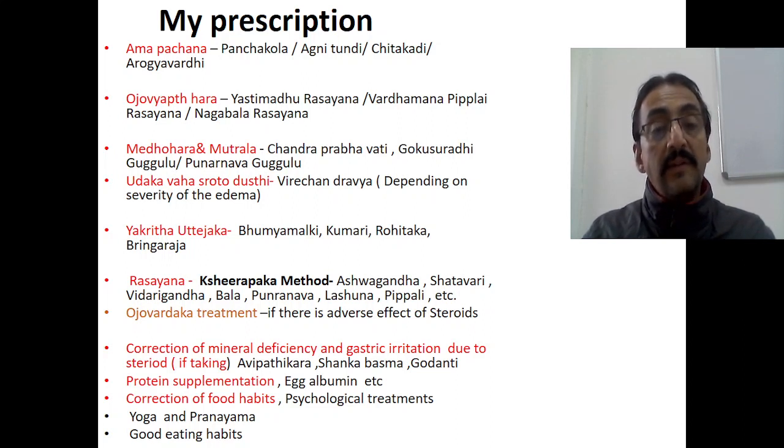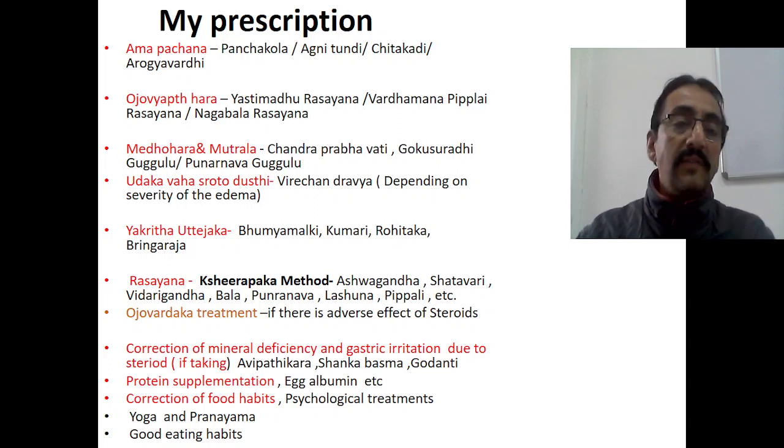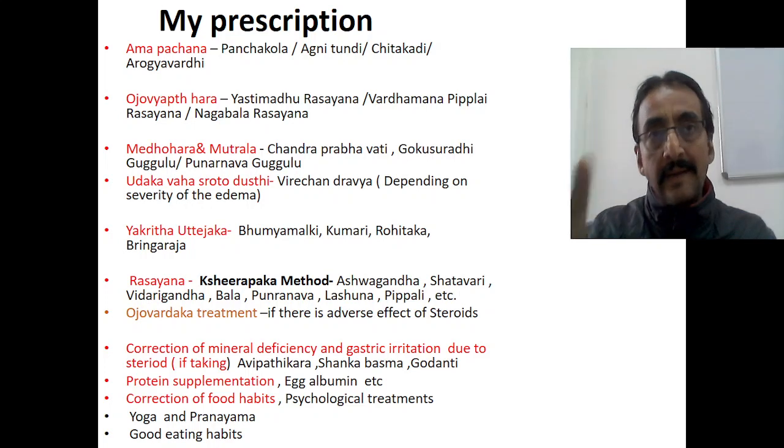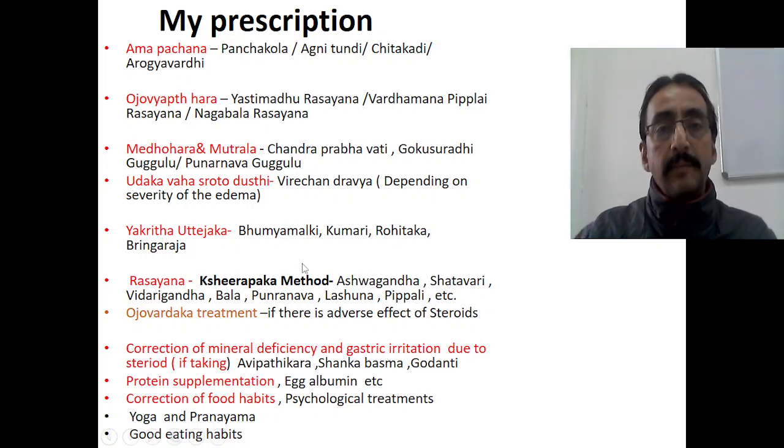Correction of food habits is needed: Satvika food should be taken, and psychological treatment should be given. Yoga and pranayama also help, along with good eating habits. So this is in general my prescription. This prescription is liable to change from patient to patient. This is a general or superficial line of treatment.